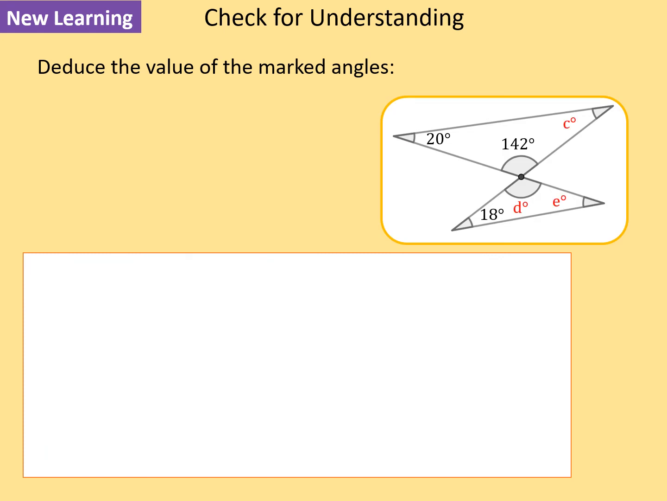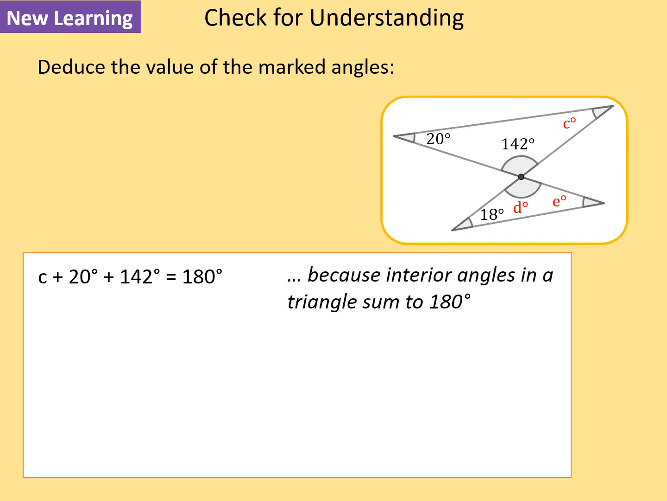Now in this example, we're going to go through C, D and E, which have been labelled accordingly. In the top triangle, we can say that C plus 20 plus 142 equals 180 degrees, and this is again because interior angles in a triangle sum to 180 degrees. We can then say C plus 162 degrees equals 180 degrees. So C is 180, take away 162, and C will then be 18 degrees.